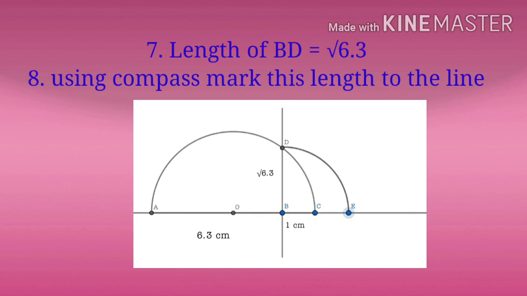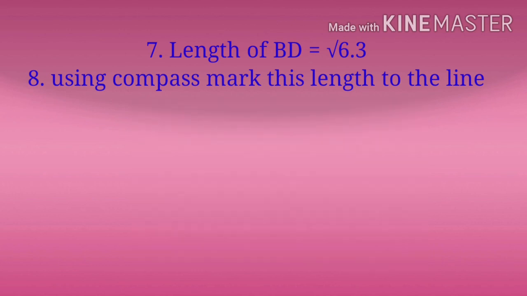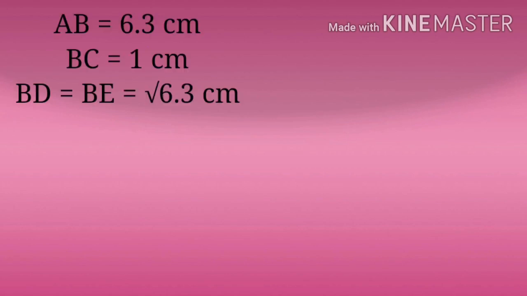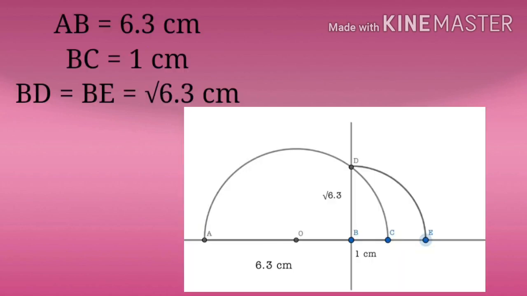Now by using the compass you can measure the length BD and draw an arc from D to our number line. So you'll get the value of root 6.3, or where it is on our number line. So 8 steps are there.